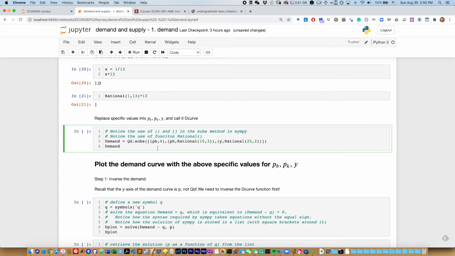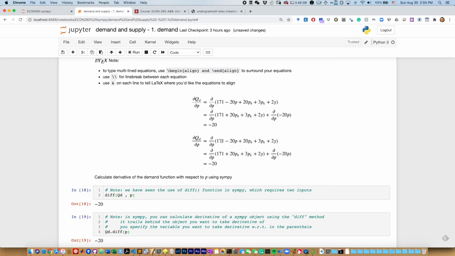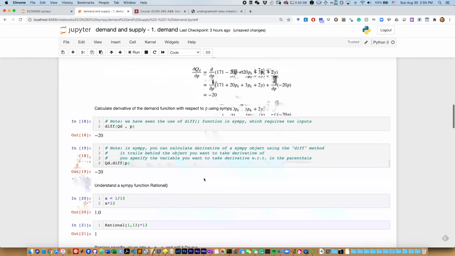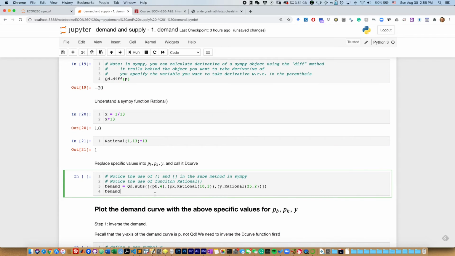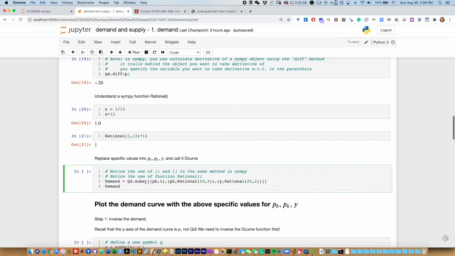So in the class, we discussed that to get a plottable demand function, we take this QD function up here, and then we'll plug in very specific values for PB, PK, and Y, and then it becomes a single variable expression for the demand curve. So how do we do that? Well, the function to complete that operation in sympy is called subs. It stands for substitution. And it has some very particular kind of syntax. So we just have to follow the way it is defined so that sympy will understand us.